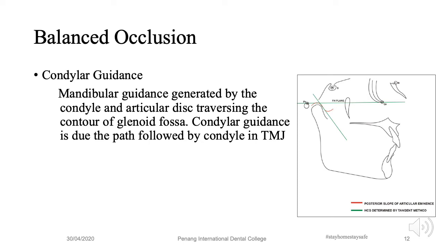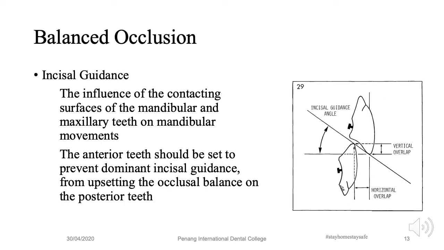Now why is it important? We will speak about it as we go on in the lecture. Then we have incisal guidance. This is nothing but the angle formed between the two surfaces of the anterior teeth, the maxillary anterior teeth palatal surface and the mandibular anterior teeth labial surface. As you see in the figure, they make an angulation. That angle is the incisal guidance angle.